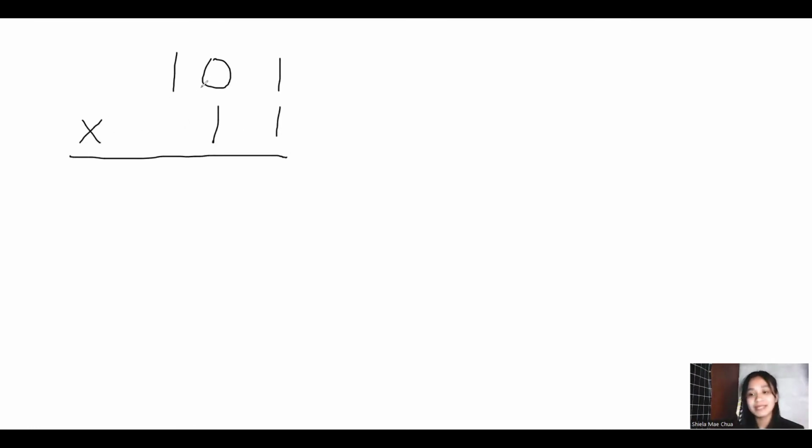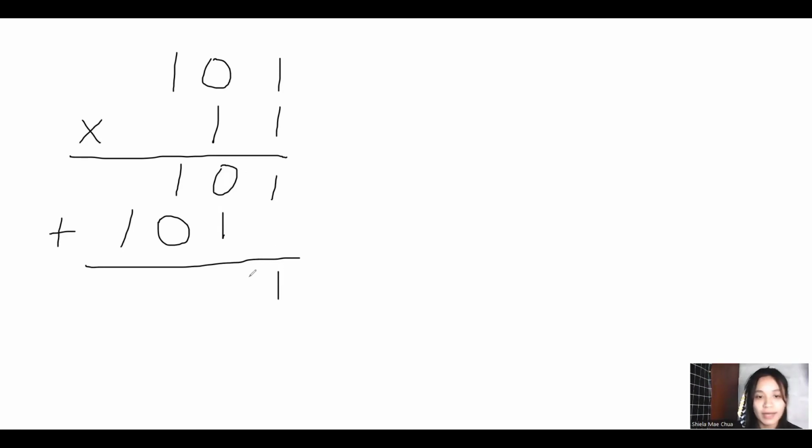Now, let's go with the first example. 101 times 11. 1 times 1 is 1. 1 times 0 is 0. And 1 times 1 is 1. As you can see, every time you multiply 1 by a binary number, we will just get the same binary number. So now let's multiply the other 1 by 101, which is also 101. Now, after multiplication, we need to add these. So 1 is brought down, 0 plus 1 is 1, 1 plus 0 is 1, and bring down 1. So 101 times 11 is equal to 1111. Now, I will give you another example.